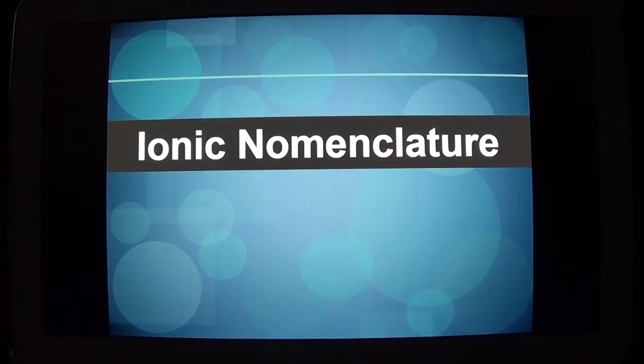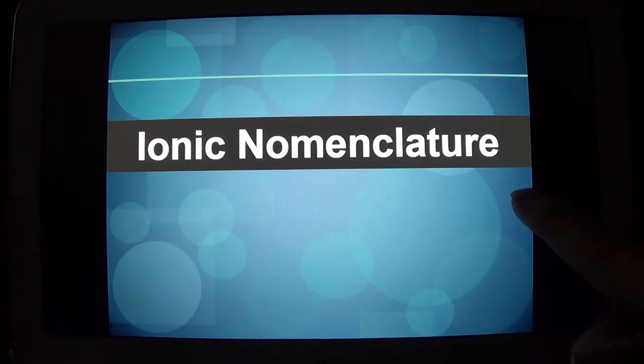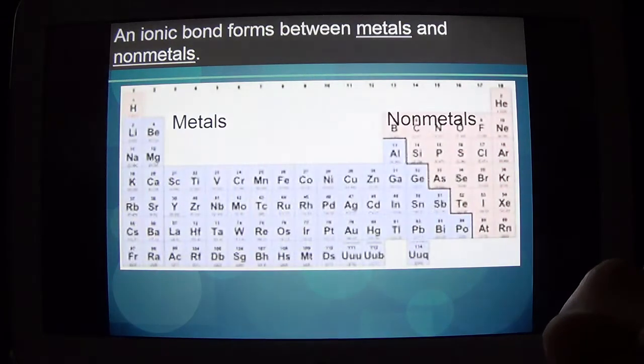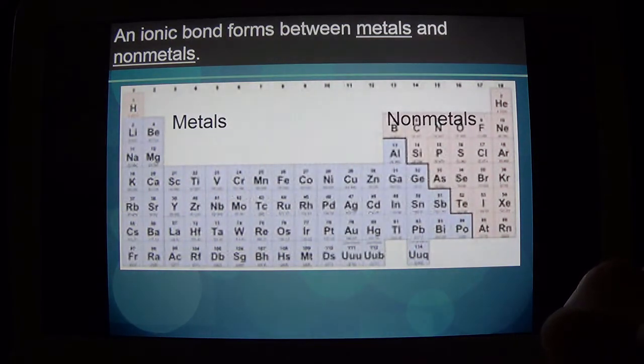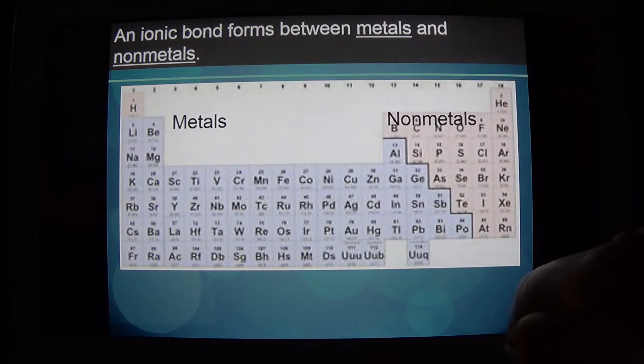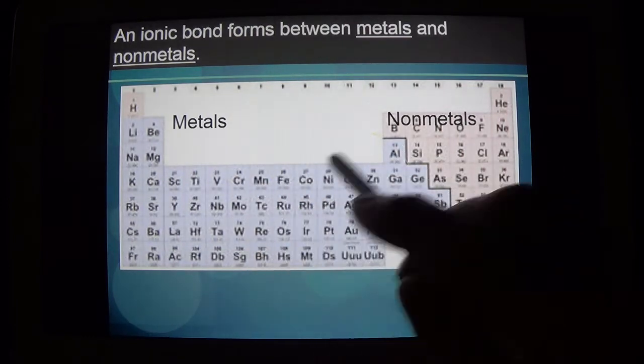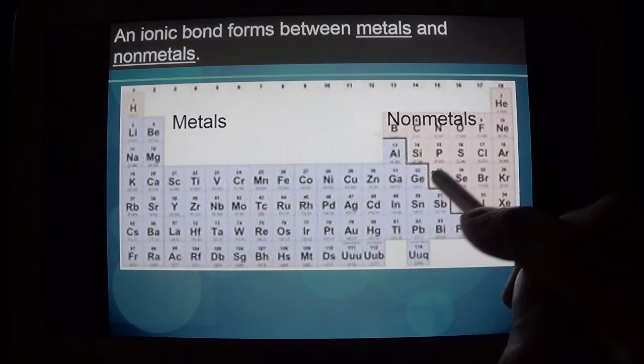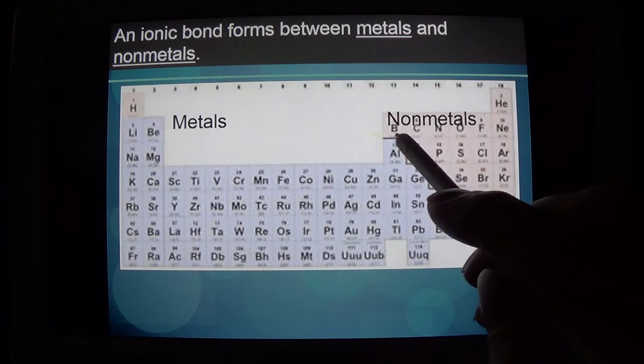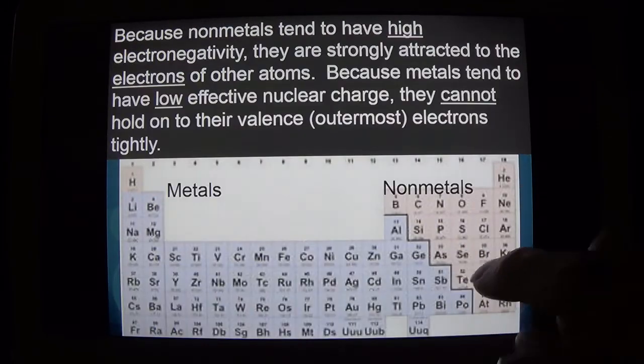Welcome to our pre-AP notes on ionic nomenclature. Ionic nomenclature can be involved, so we're going to take it one little piece at a time. To start off with, how do we even know to use ionic nomenclature? Well, we use it for ionic compounds, and they're going to be between a metal and a nonmetal. So if you have to cross the stair-step line to make the compound, it is going to be ionic.